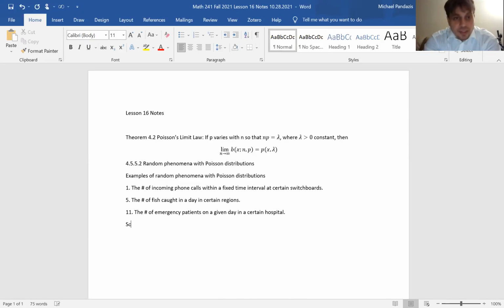Some random variables are essentially binomial random variables with large parameters n and small parameters p. Hence, they are essentially Poisson random variables.